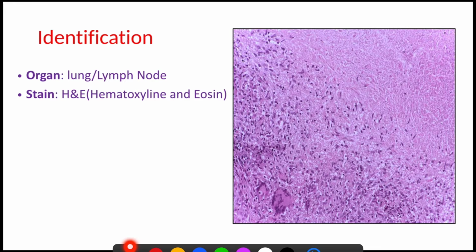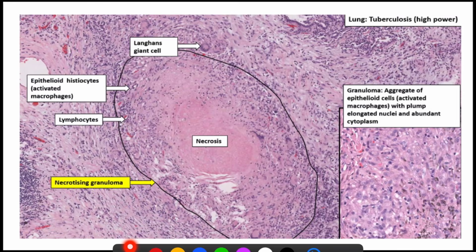So here in this 40x view you can identify slipper shaped cells or stout elongated wavy epithelioid cells, some slender fibroblasts. This is caseous granular necrotic material, and these are the Langhans type of giant cells. So this is how you can identify caseating granuloma. So here this is the slide of caseous necrosis.